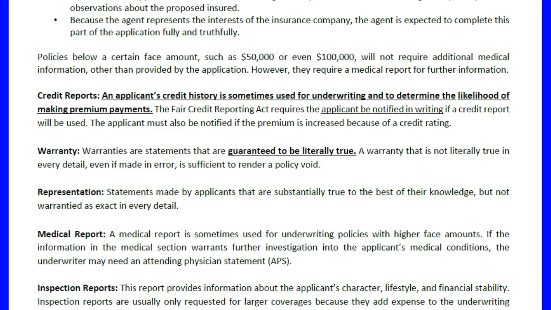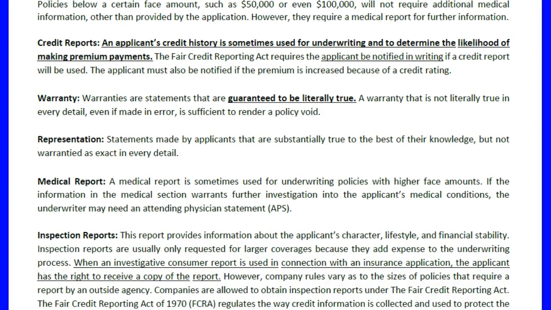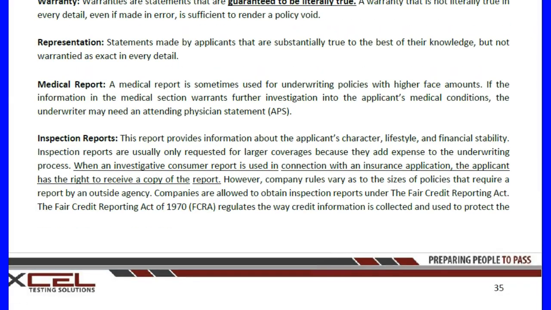Credit report. An applicant's credit history is sometimes used for underwriting and to determine the likelihood of making premium payments. The Fair Credit Reporting Act requires the applicant to be notified in writing if there is something wrong. The concept of warranty and representation. Warranty guarantees things must be true. Representation means statements are substantially true.